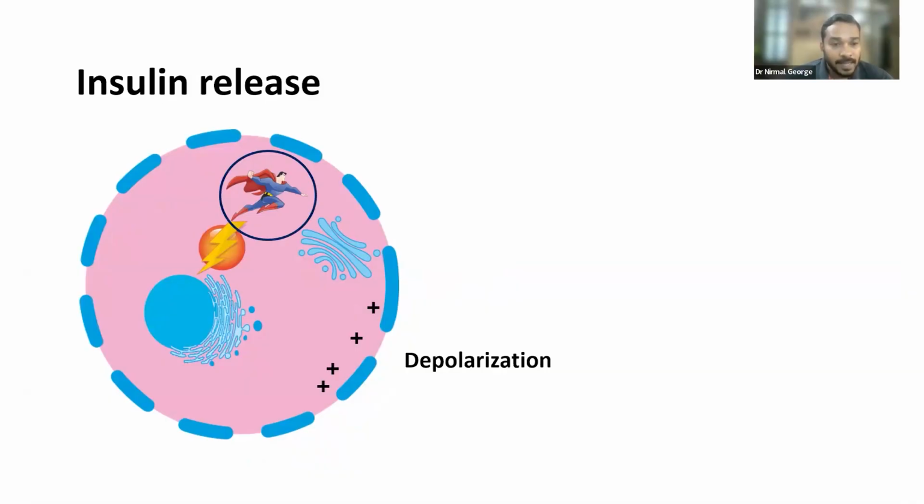So when there is depolarization, there will be movement of calcium into the beta cells, and this calcium will stimulate the fusion of the secretory vesicles with the intracellular membrane, and that will result in release of insulin. And I mentioned two hormones which are known as incretins, GLP-1 and GIP.